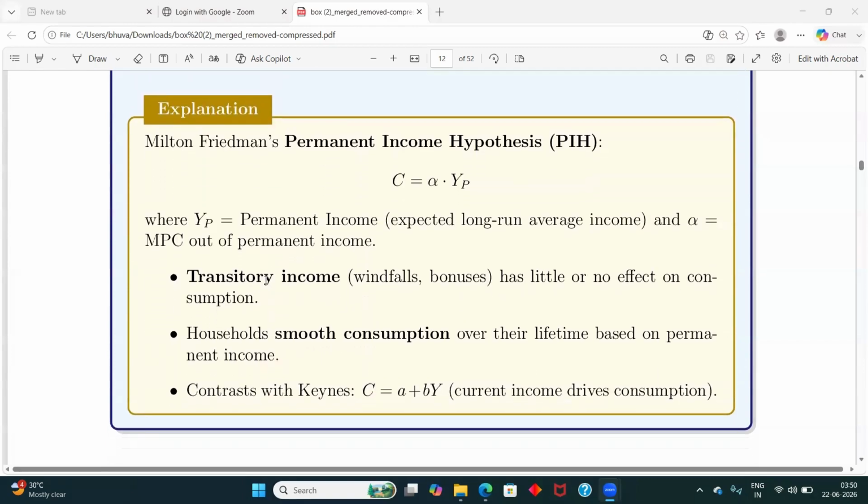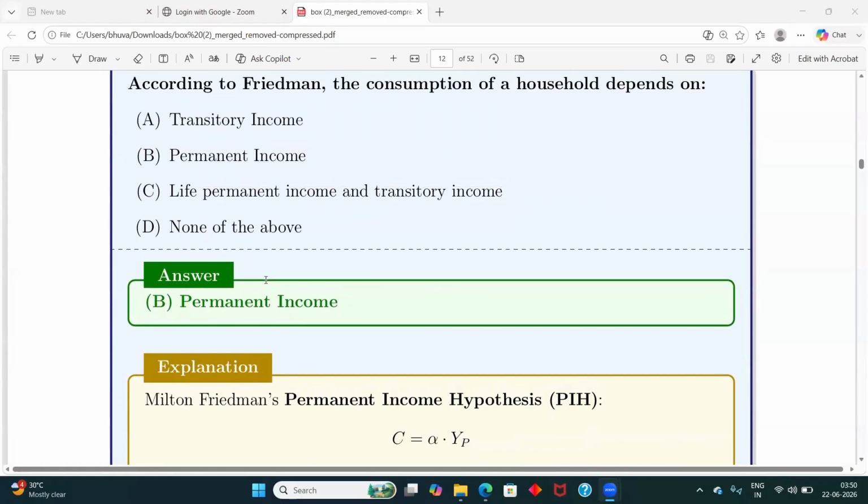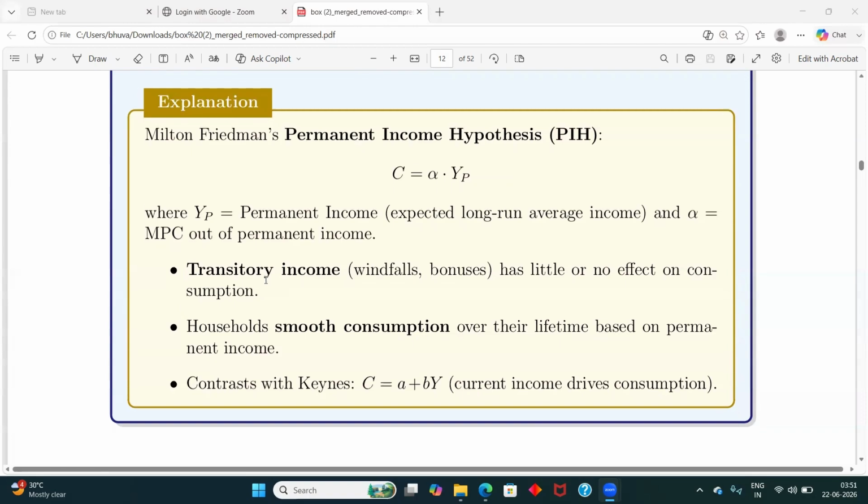So the consumption depends on the permanent income. So option B is the correct option, permanent income. Transitory income is not a permanent income kind of thing. Windfall bonuses have little to no effect on consumption. Households smooth consumption over their lifetime based on permanent income. So this is the explanation of this question.